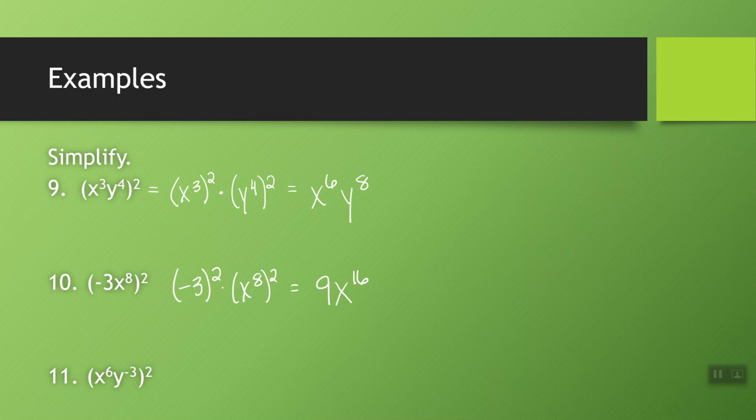Number 11, x to the 6th, y to the negative 3rd, all raised to the 2nd power. And I'm going to kind of draw these arrows again, which is why students, think the distributive property. X to the 6th to the 2nd is x to the 12th. We multiply 6 times 2. Y to the negative 3rd to the 2nd is going to be y to the negative 6th. Negative 3 times 2 is negative 6. Then we need to fix this negative exponent, so it's going to go into the denominator. Remember, this actually means we are dividing by y 6 times. So this is x to the 12th over y to the 6th.